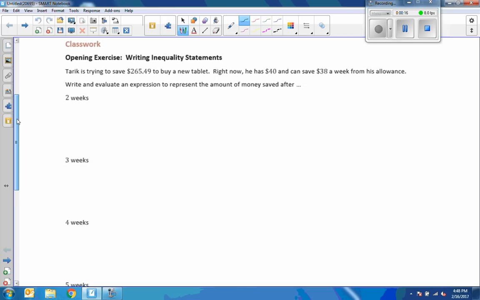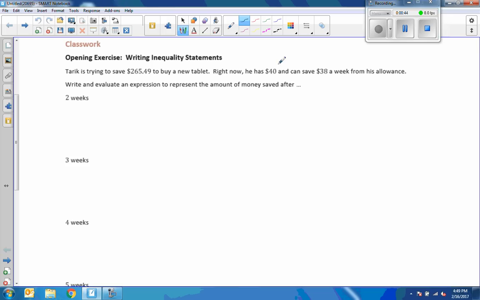Okay, we have an opening exercise here, writing inequality statements. Tarek is trying to save $265.49 to buy a new tablet. Right now he has $40 and can save $38 a week from his allowance. Wow, he gets a big allowance. Write and evaluate an expression to represent the amount of money saved after 2 weeks.